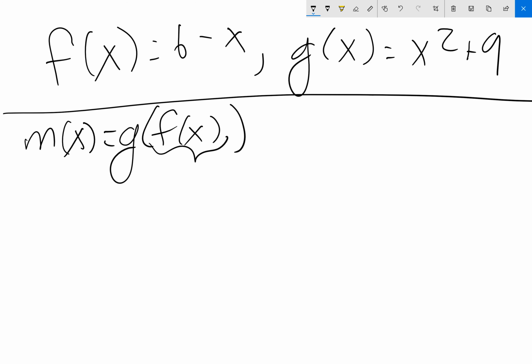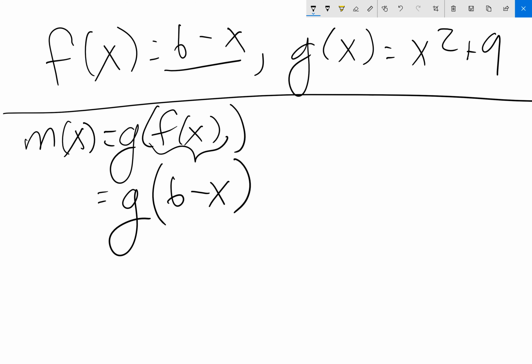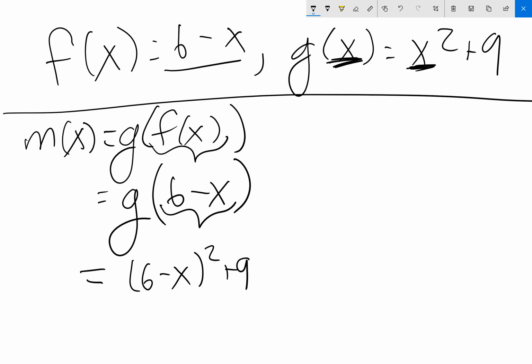So, same thing as before, let's figure out what f of x is. F of x is 6 minus x. So now we're finding g of 6 minus x. Wherever we see an x, we're going to replace it with 6 minus x. So we see an x, so we're going to put 6 minus x, and we're going to square it, plus 9. Now, what I don't want you to do is do 6 squared minus x squared, or 36 minus x squared. Don't do it. Why?